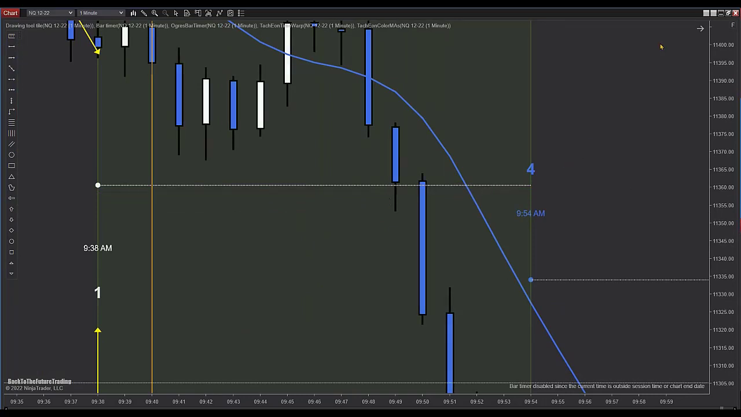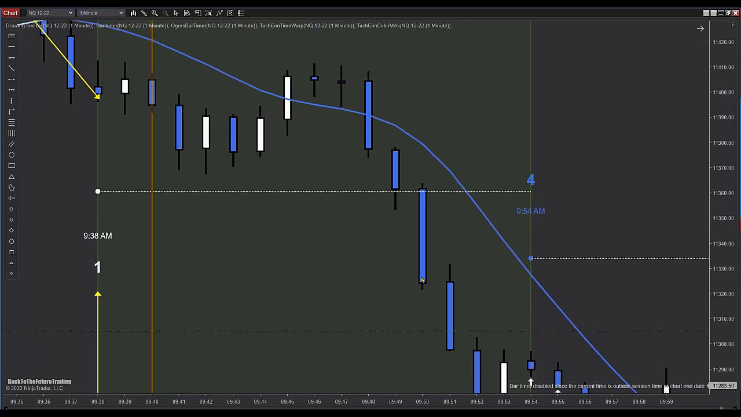Let's get rid of this. This one obviously closes below though, right? So this would be our entry right here, at the close of that candle.